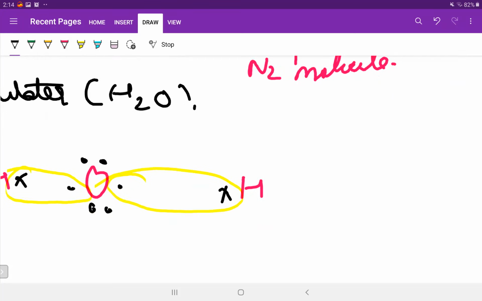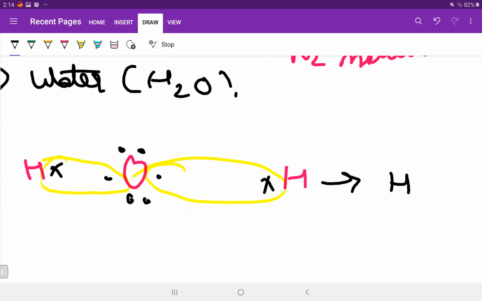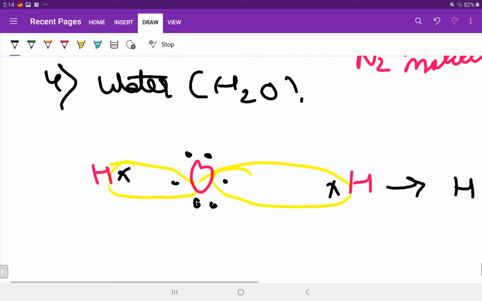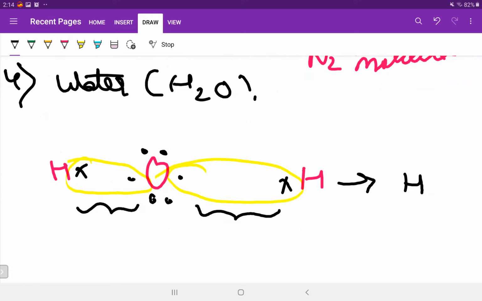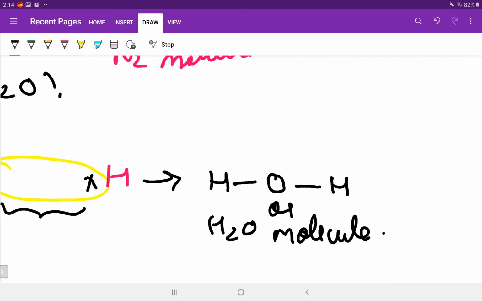So we'll make it how? We'll write it H. Tell me, what is the bond here? Single bond. So hydrogen, single bond, oxygen, single bond, hydrogen. Okay, simple. The basics need to be there. H2O molecule.